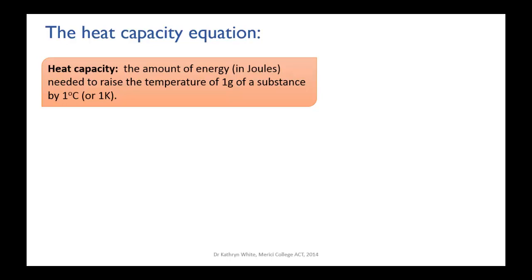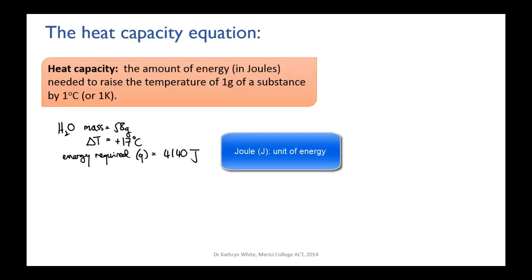Now, does that mean that to compare heat capacities, we always need to have exactly 1 gram of whatever substance we're interested in, and to raise its temperature by exactly 1 degree C and see how much energy that takes? Well, thankfully not, thanks to the magic of maths. Say you take 58 grams of water and you raise its temperature by 17 degrees Celsius, and you measure that it takes 4,140 joules to do that. A joule is the unit that we use to measure energy.